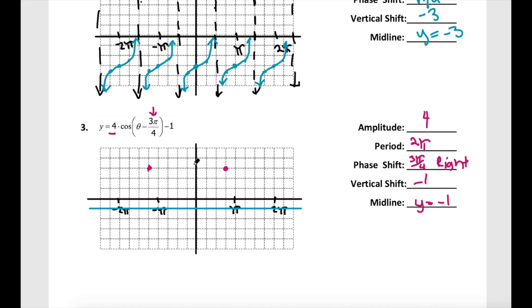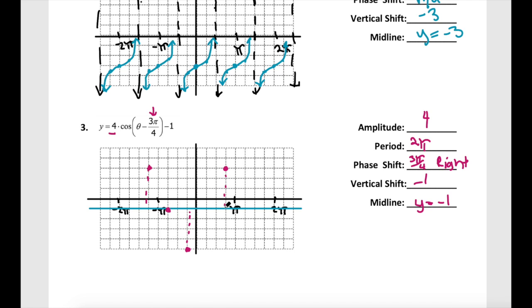Halfway between our maximum values, we can find our minimum value. So halfway between them is this line right here. And our minimum value is going to go 4 units below our midline. So 1, 2, 3, 4. So here. Halfway between our maximum and minimum point, if we think about drawing a line straight like that, is our 0. So right here would be our 0.